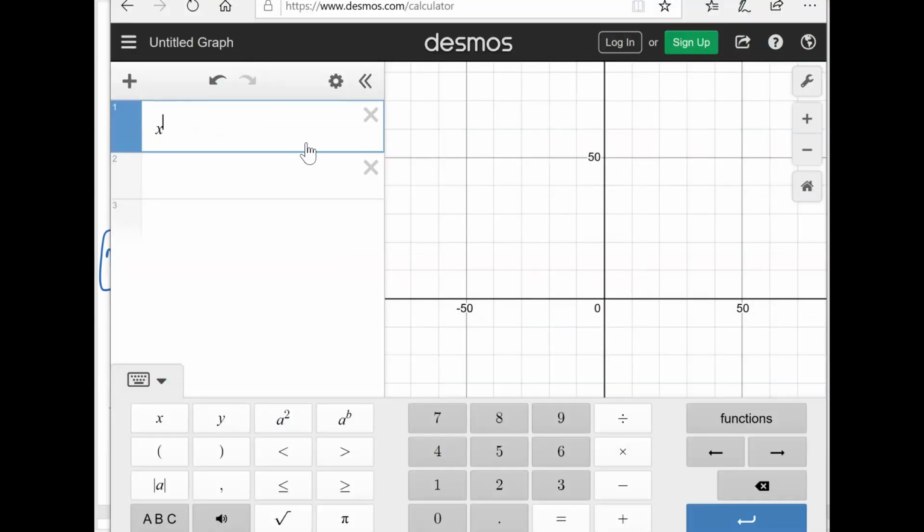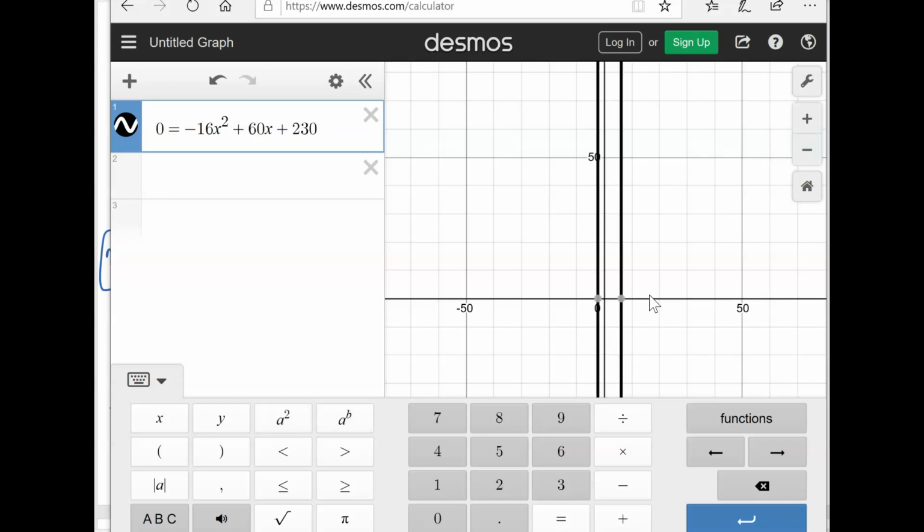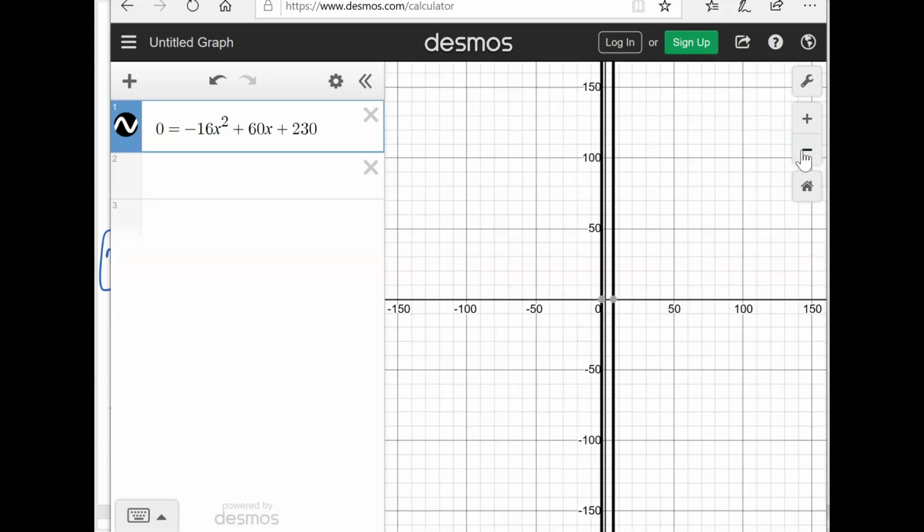So one way is just to plug it in. So I'm going to just type in 0 equals negative 16. Now in this case I'm going to use x just because that's the input variable that the system uses. It'll give you the exact same graph as putting a t there. And so we can see, I'm just going to zoom out here.